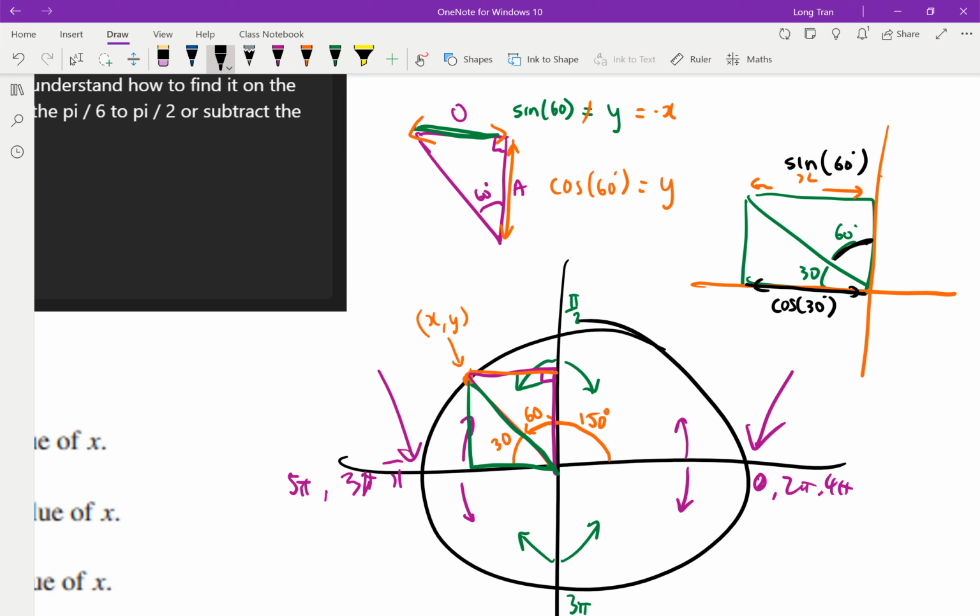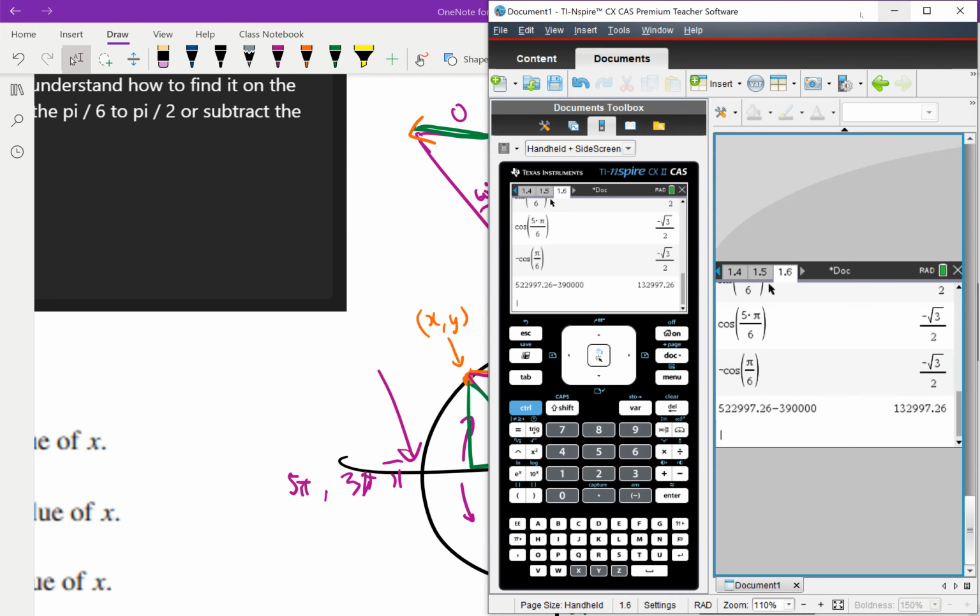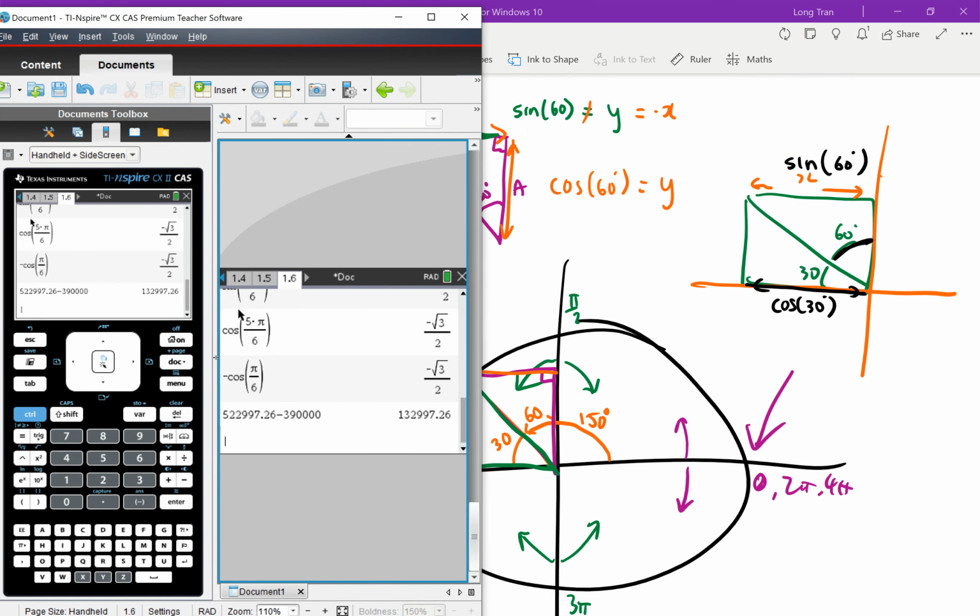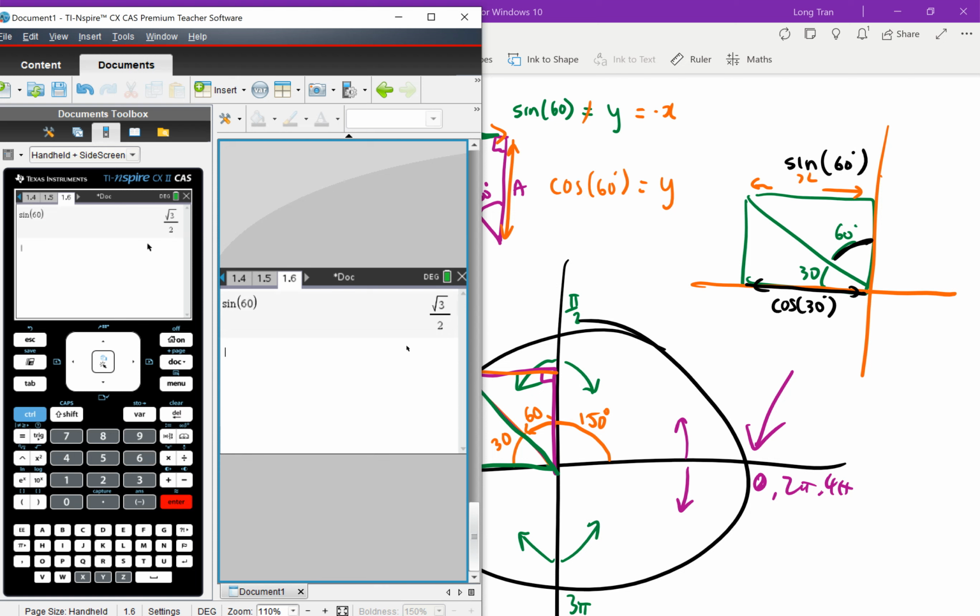What you'll find on your CAS is that these are called complementary angles because, yeah, it's true, you will get the same answer. So if I quickly show you now, I'm going to change that to degrees. And we do sine of 60 degrees, okay? That's root 3 on 2. But if I do cos of 30, it's root 3 on 2 as well.